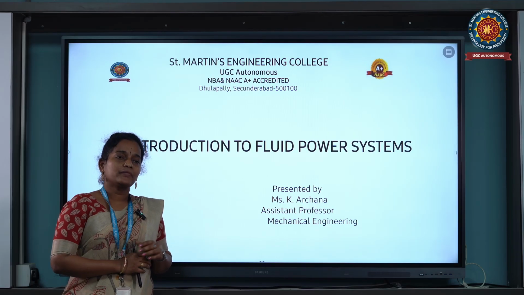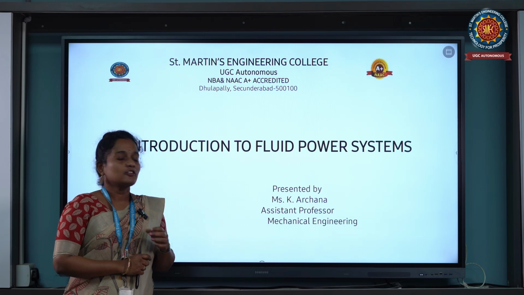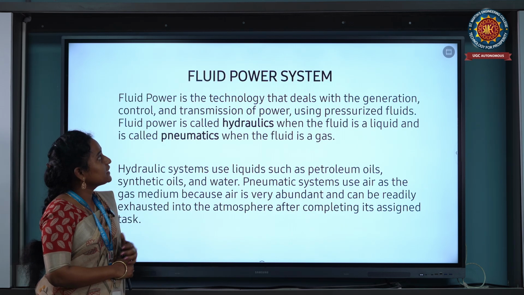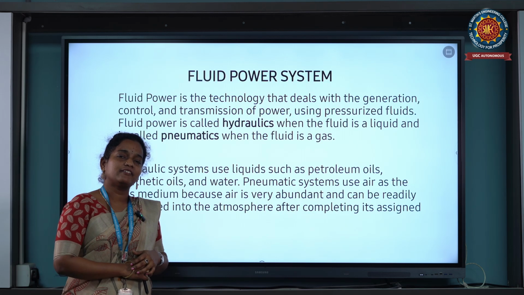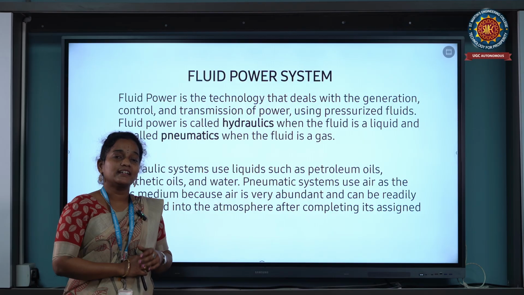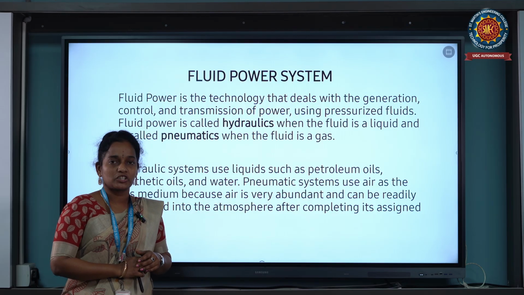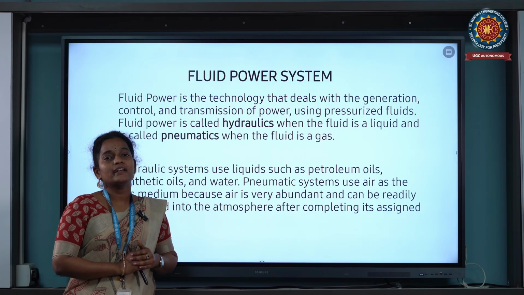For example, there is one oil tank. When the working fluid is liquid, the liquid means oil. The oil is sent through the direction control valve. It controls the pressure, the flow, and the direction, and the oil is sent directly to the actuator.